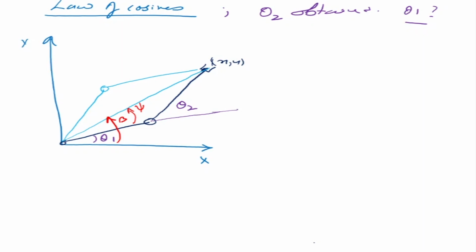Now from here we have got our angle beta and angle psi. Now what is angle theta 1? Theta 1 is equal to beta minus psi. Theta 1 will be equal to beta plus or minus psi, depending on whether it is on this side or on that side. Okay.